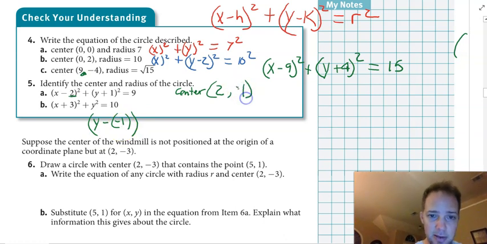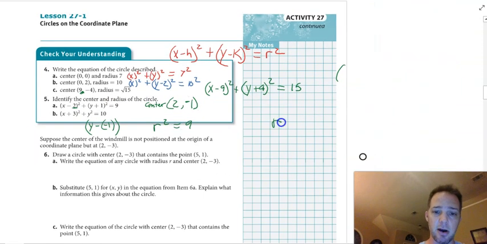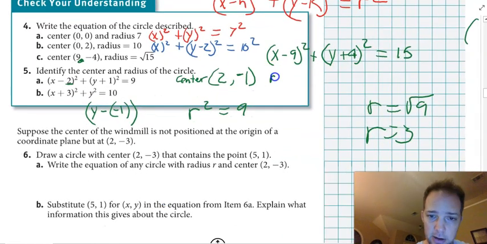An easy way to remember these is that in the equation, it's the opposite of what it looks like in the coordinates. Notice it says x minus 2, but x is positive. Y plus 1, but y is negative. And then r squared equals 9. You could solve for it. Take the square root, so r equals the square root of 9, or r equals 3 on that one.